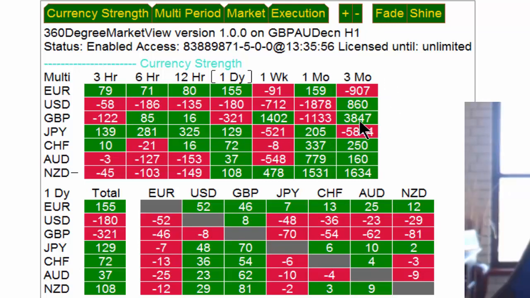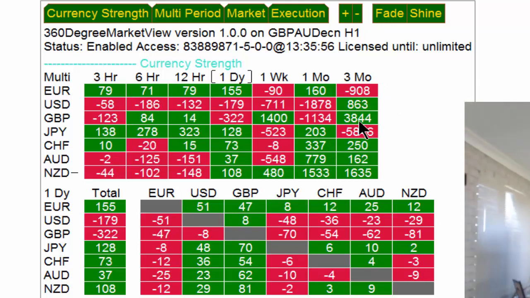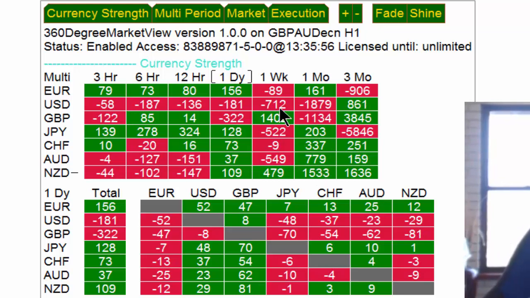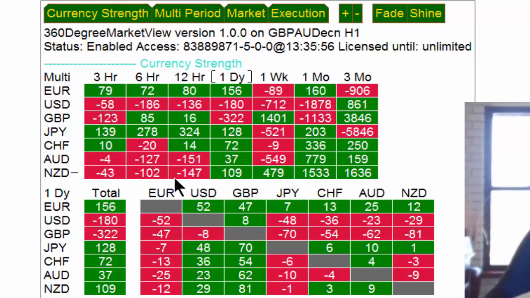The pound has gained 3,800 pips, and we measure this movement in pips, the easiest to understand unit for Forex traders. At the same time, the yen has lost 5,800 pips over the last 3 months. And then we can look at which currencies have done the best over the last month, the last week, last day, and so on.